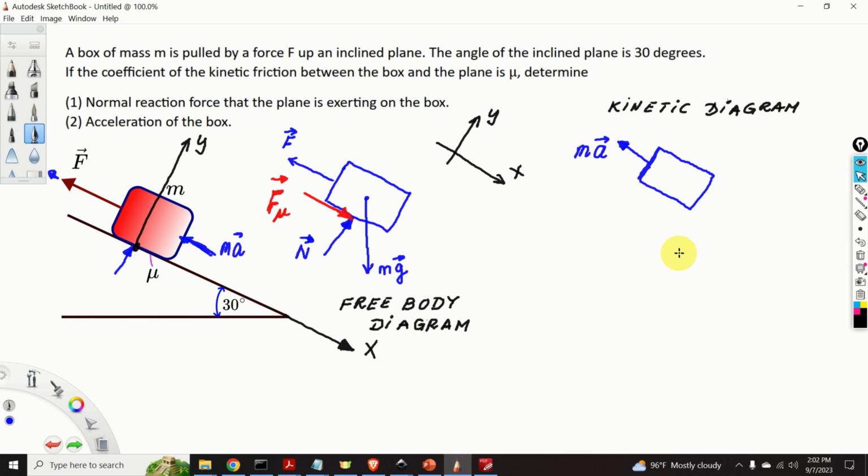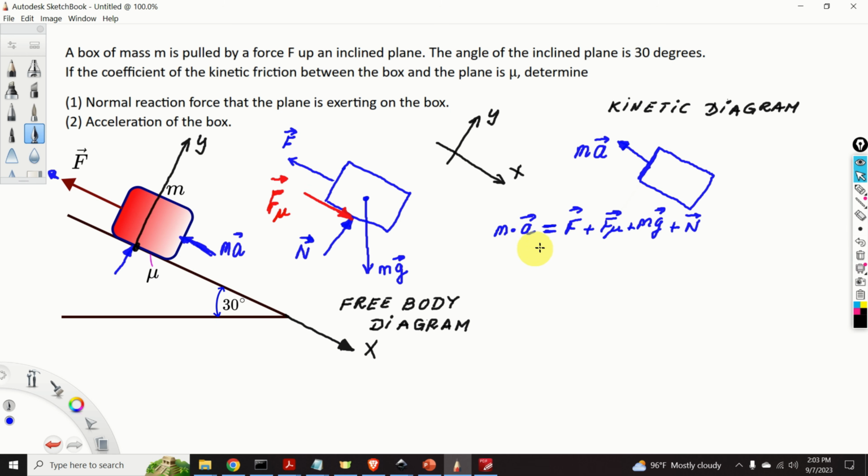Next, we need to apply Newton's second law. We write mass times the acceleration vector is equal to the sum of all the forces acting on our box. So let's see what the forces are. We have the force F, then we have the force F mu, then we have the force mg, and we also have the force N.